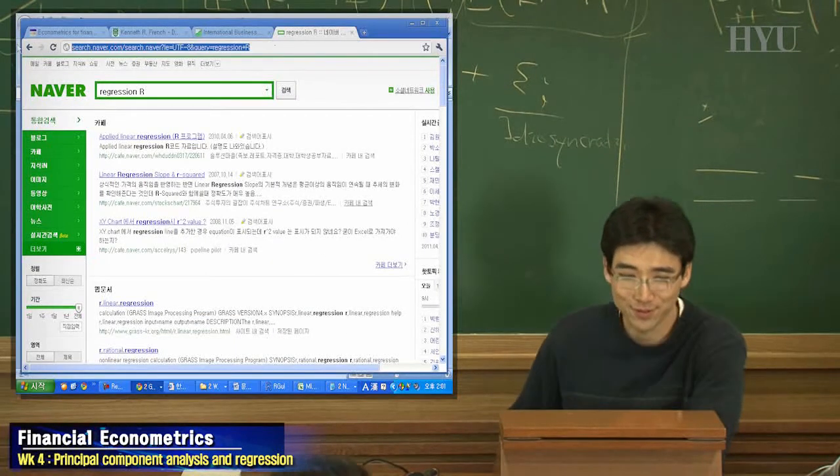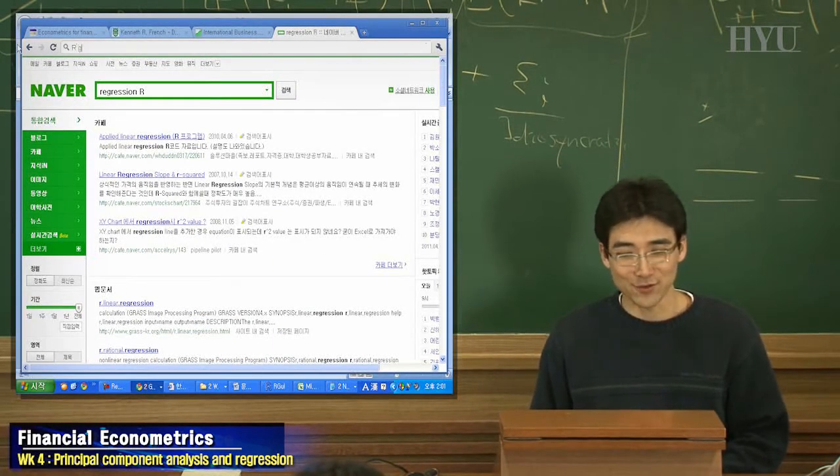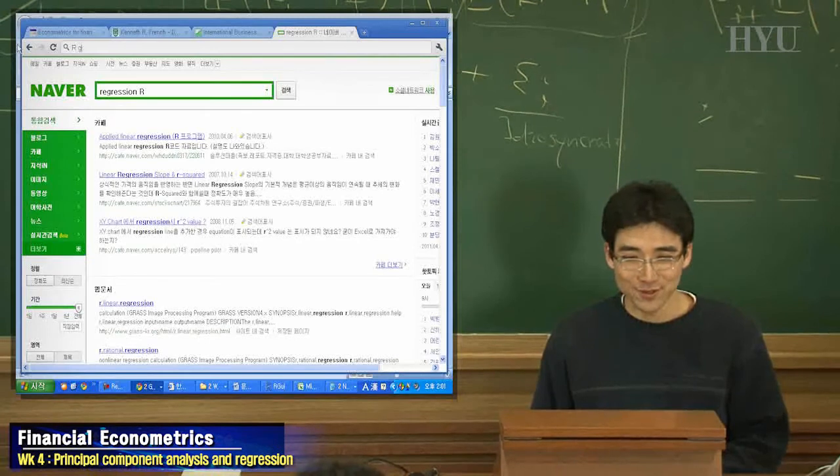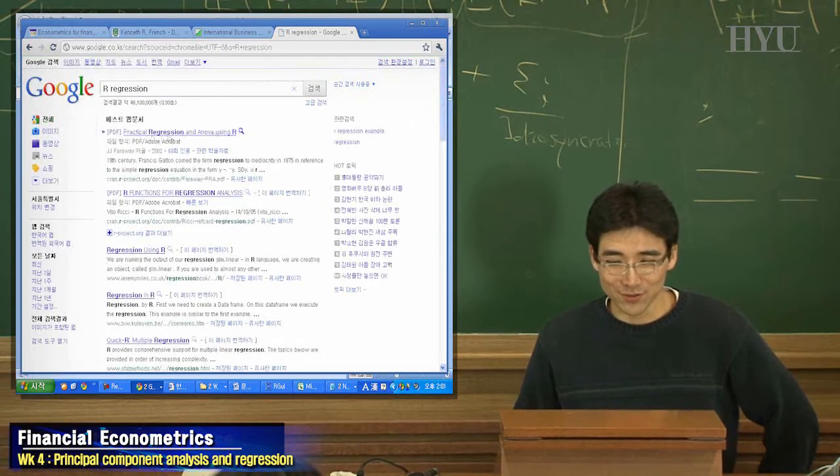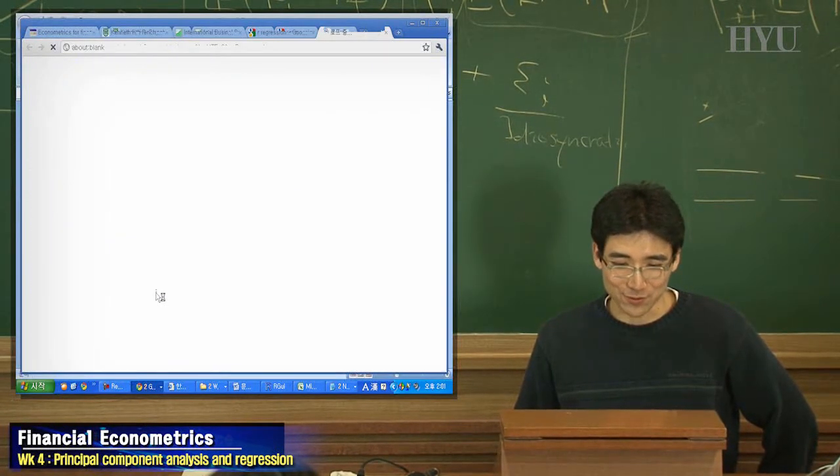Okay. So, regression in R. Then there is a practical regression and ANOVA using R. Regression using R, there are a lot of resources. Multiple regression. Let's check this one.